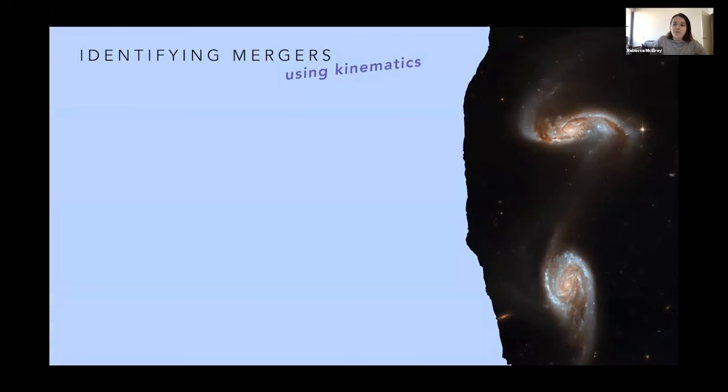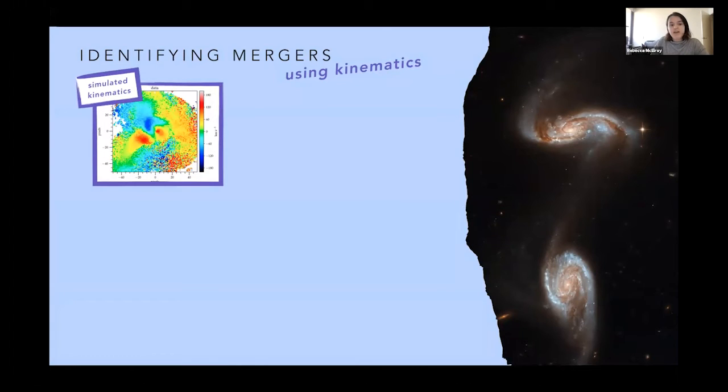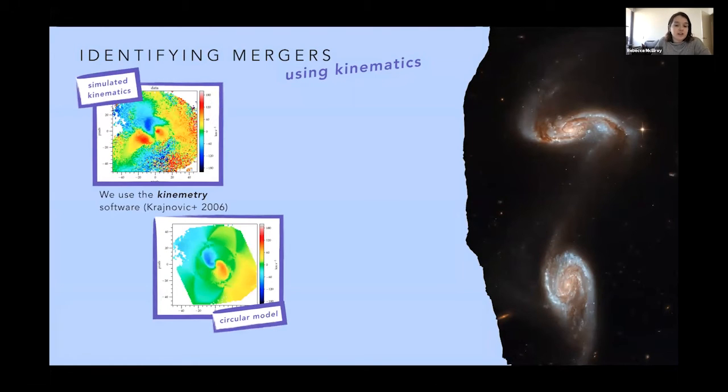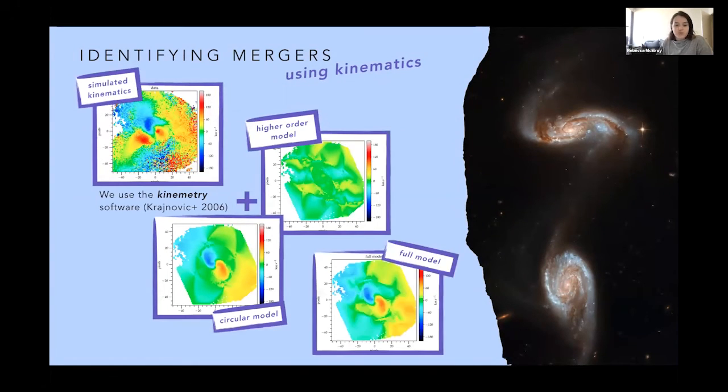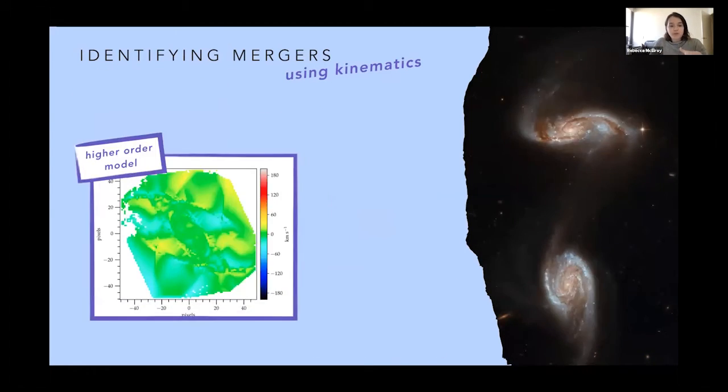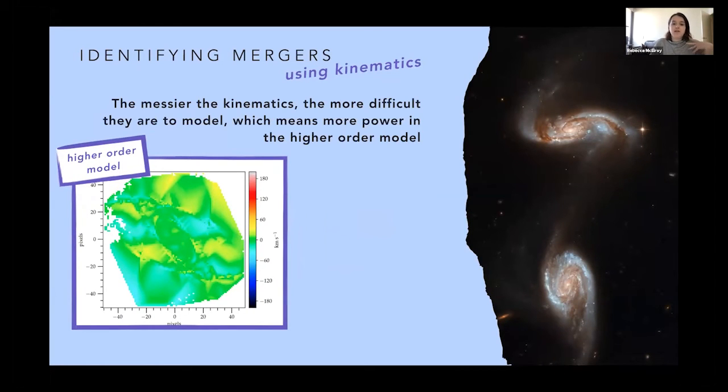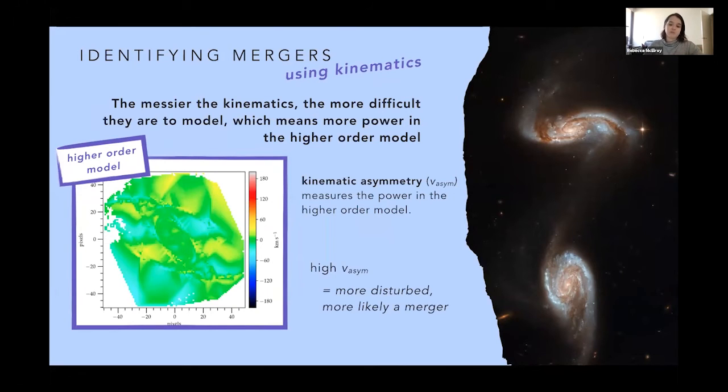So what we do for the kinematics that we get from the simulations, which often look a bit like this, as you can see, a bit messy, we use the kinemetry software, which was developed by Davor Krajnović, which produces a circular and higher order model of the kinematics, which results in a full model. Focusing on those higher order models, the messier the kinematics are, the more difficult it is for the software to model, which means that we get more power in this higher order model. We then measure a kinematic asymmetry, which is based on how much power there is in this higher order model. And that means that a high velocity asymmetry means it's more disturbed and more likely a merger.